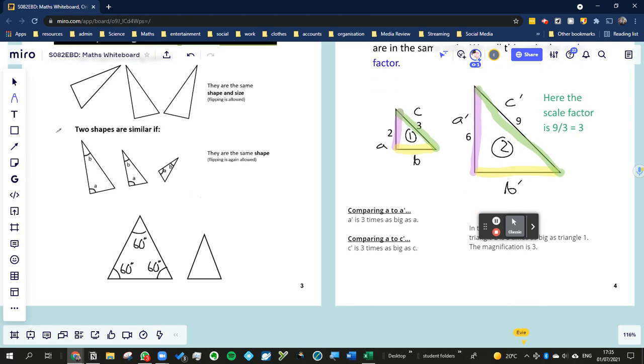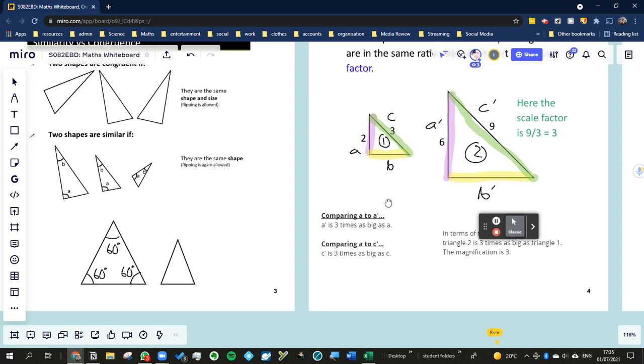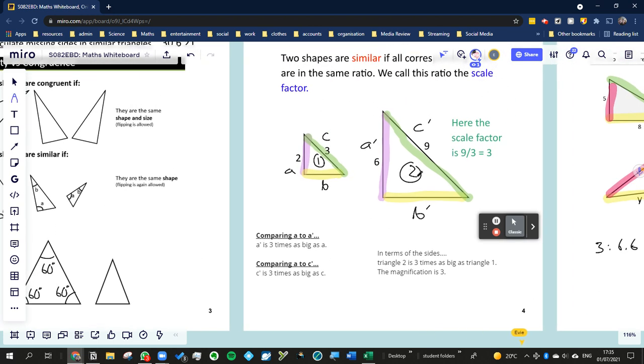If they were similar, all the angles would be the same, but the sides wouldn't be the same. However, the sides are going to have a magnification. So if one side, let's take this triangle over here. These two triangles are similar, but they're not congruent because triangle 2 is bigger than triangle 1, quite obviously. But they are similar because all the angles are the same.